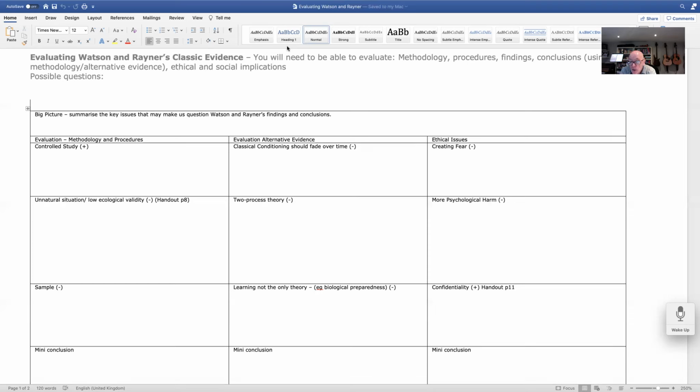So you need to have conclusions about whether I think the research was ethical or not, a conclusion about whether it stands up against alternative evidence, and you need to have a conclusion about whether the procedures and methodology allow us to accept this research and say that it's valid and generalizable.